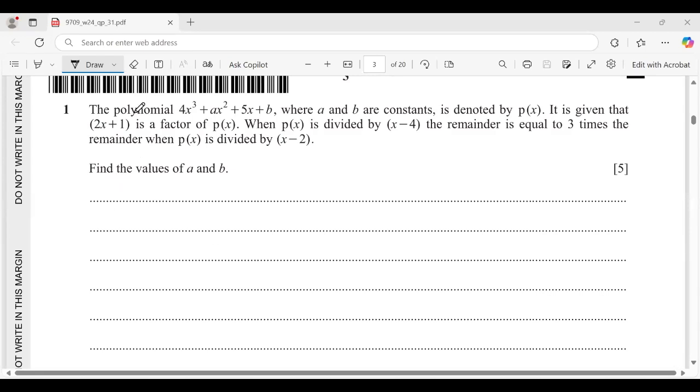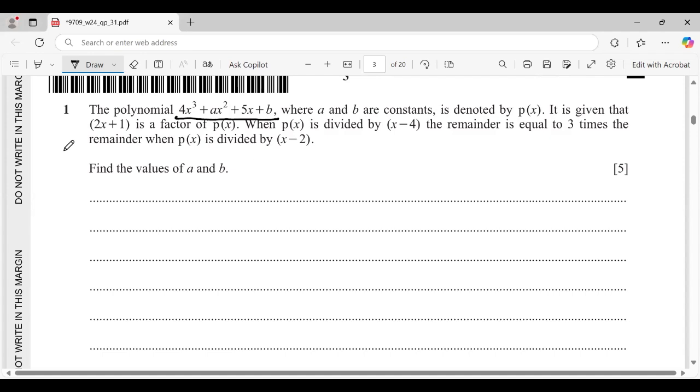Number one, the polynomial 4x cubed plus ax squared plus 5x plus b, where a and b are constants, is denoted by p(x). It is given that 2x plus 1 is a factor of p(x). When p(x) is divided by x minus 4, the remainder is equal to 3 times the remainder when p(x) is divided by x minus 2. Find the values of a and b. So p(x) is this expression.